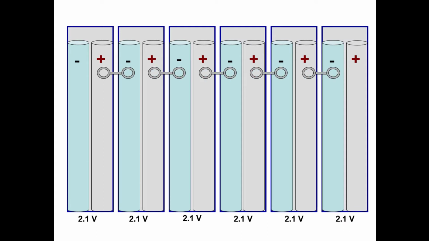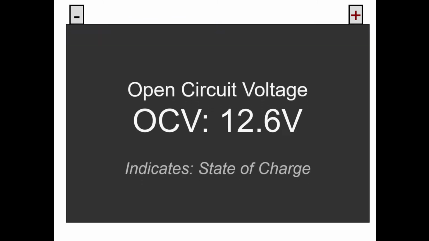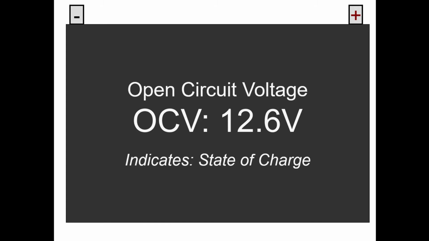and so on, which will add up to become a larger battery. So we're essentially using 6 little batteries to create a larger battery. And our overall voltage on the outside, we would put a meter on this and it would give us that 12.6 volts. That would give us our state of charge.